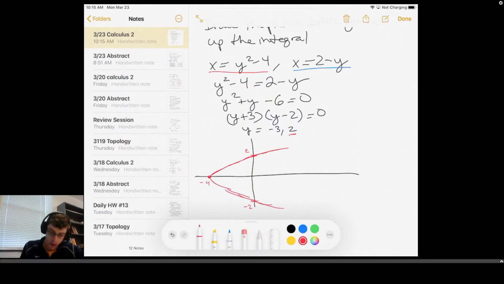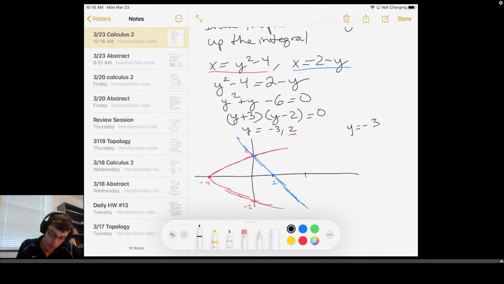Okay, and then we have 2 minus y, and so for this guy, we start at x equals 2 here, and then we have slope negative 1. This is poorly drawn, but that's fine. Okay, and so when y equals negative 3, I get 5 and 5. So at x equals, yeah, 5.